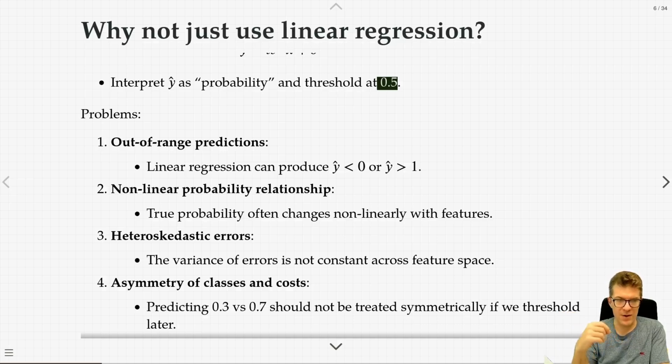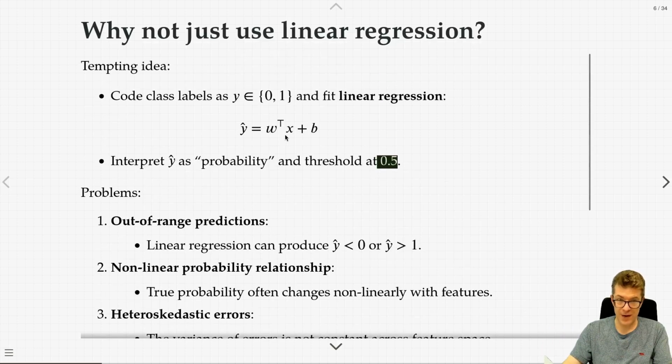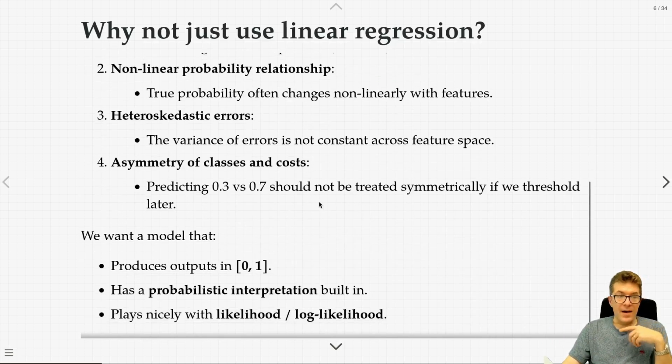We have things called heteroscedastic errors. This is maybe not too important for the practicality of this course, but this refers to the variance of errors and how the variance of errors is not constant across the various features that you have available in your feature vector x. And then you also have the fact that the classes and costs are not symmetric.